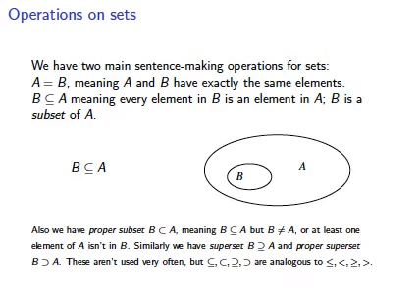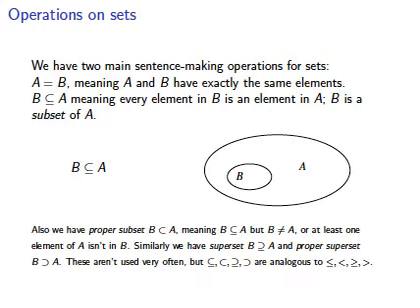The second primary sentence-making operation is the subset operation. A set B is a subset of a set A if every element in B is also an element in A. You can see it written here symbolically and visually in a diagram. And by the way, if you didn't know before, these circle diagrams that we saw last time, and we'll see throughout this in the next video, have a name. We call them Venn diagrams.